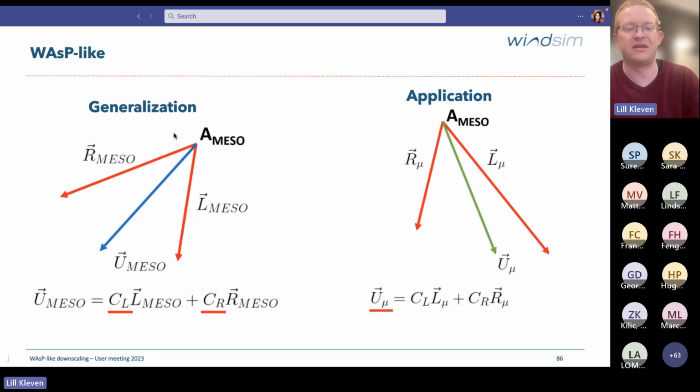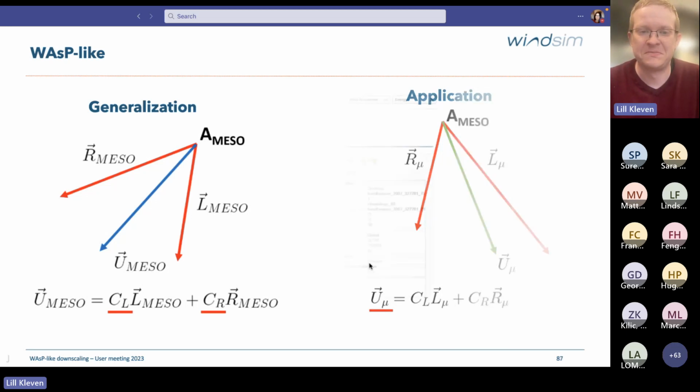So what we basically do is we take the mesoscale wind and then we scale it using the speed up factors and directional shifts going from the mesoscale to the microscale domain. That's all what we do. So we know, comparing the mesoscale field and the microscale field, what the speed up factors and the directional shifts are, and you use them to scale the mesoscale field to get the microscale wind. That's all that this basically does.